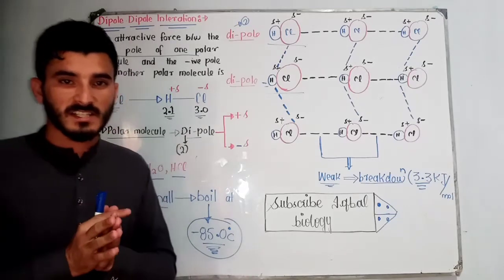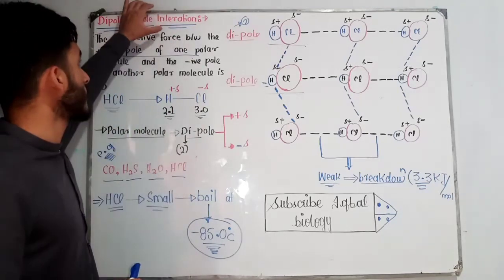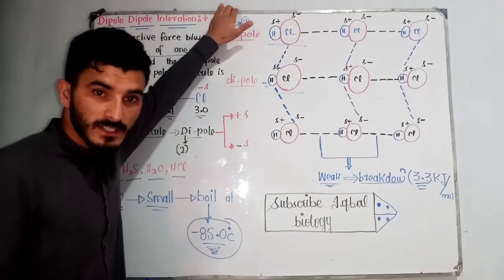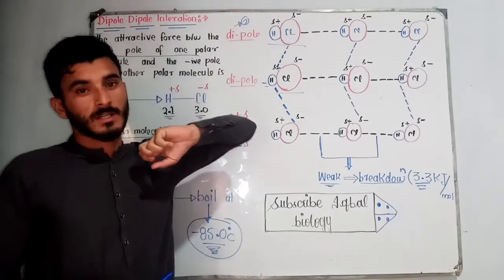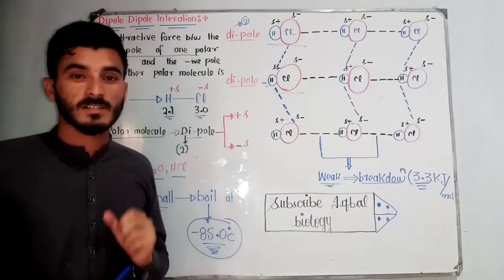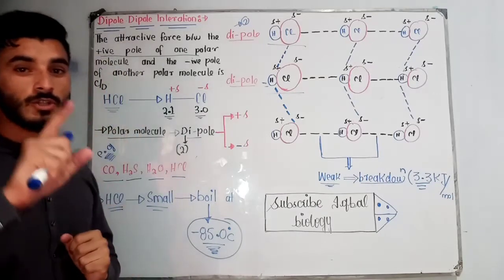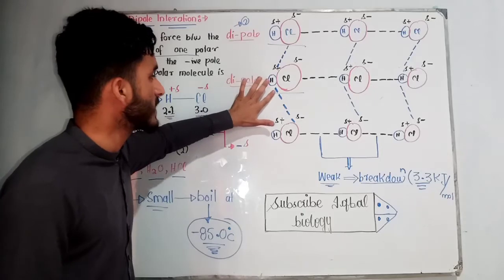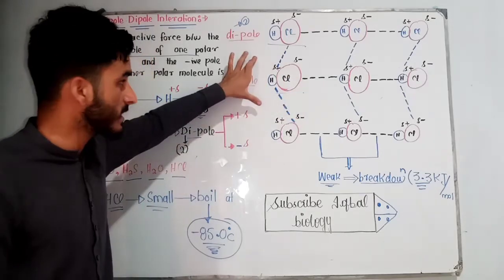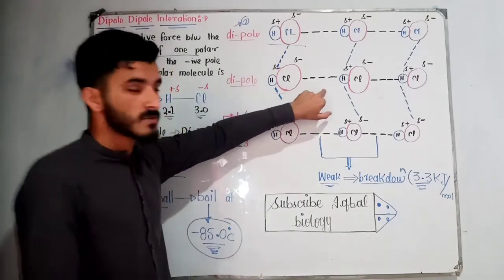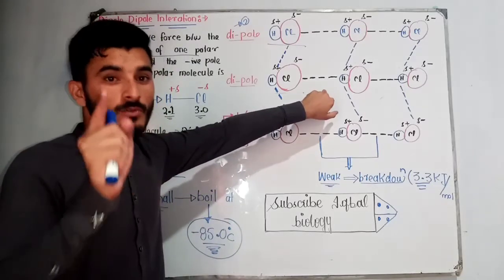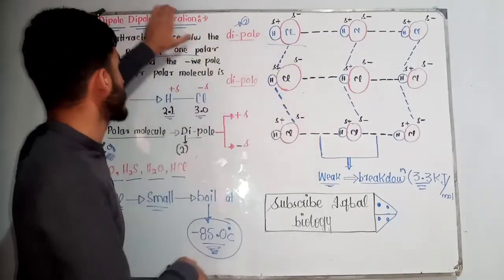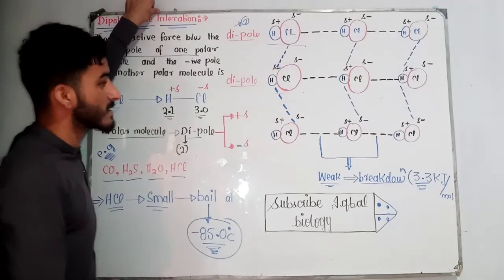In this video lecture we are going to discuss dipole-dipole interaction. What is actually dipole-dipole interaction? But before discussing the definition of dipole-dipole interaction, you must know the structure of HCl, which is actually the example of the dipole-dipole interaction. After understanding the structure of HCl in detail, we come toward the definition of dipole-dipole interaction.